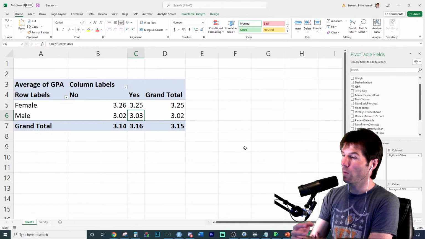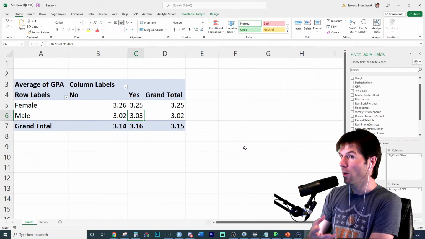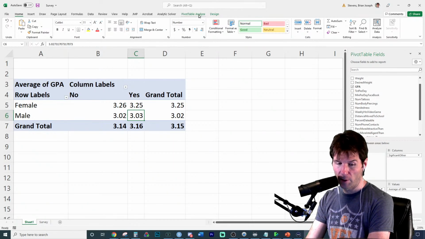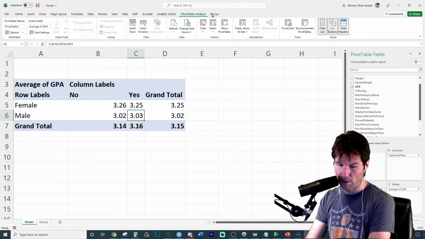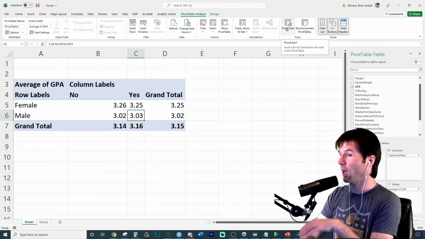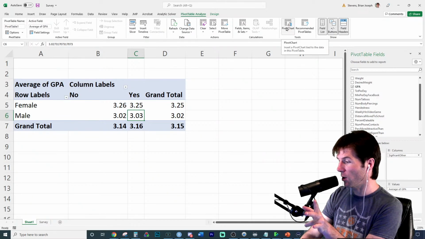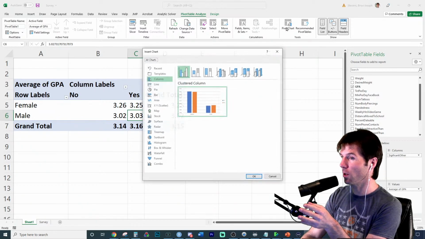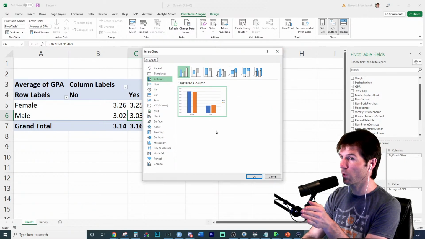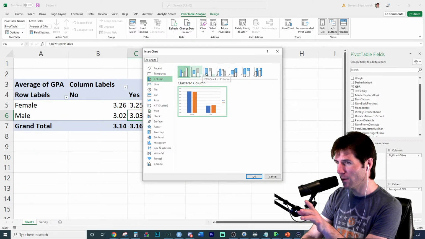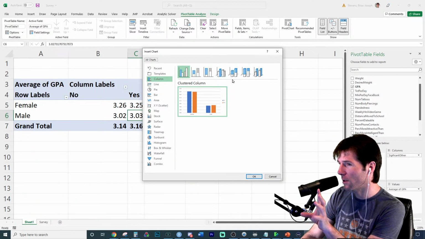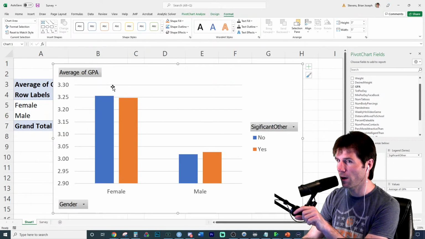Now that we have something we might want to visualize, all we have to do is go here to Pivot Table Analyze and go to Pivot Chart. So we've got our table the way we want it. And let's go to Pivot Table Analyze and go to Pivot Chart. And then we're actually going to select this first option right here. There's lots of other options. Be careful. You could select something a little interesting. We're going to select this first option right here.